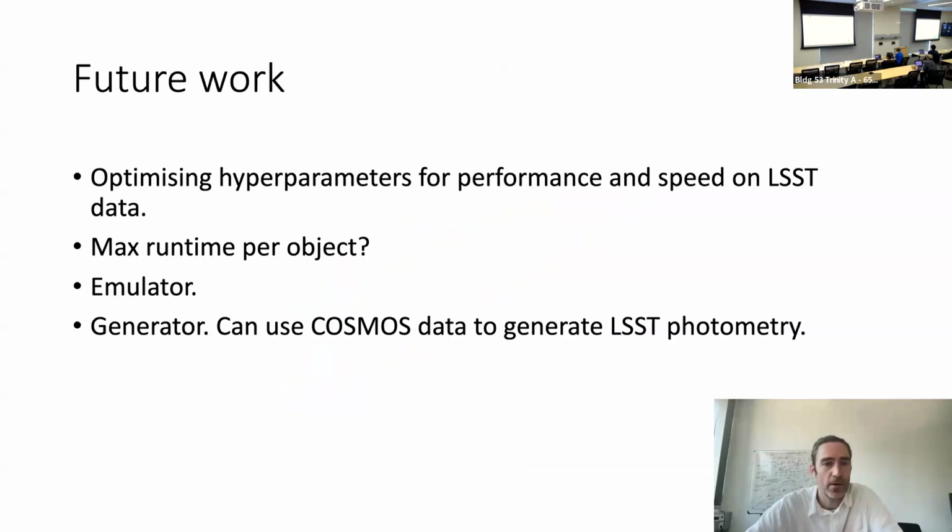Future work, things we could work on, things I am working on. So I think optimizing the hyperparameters for performance and speed on LSST. Do we have a max runtime per object? We're going to have to set the redshift grid, number of templates, all those things if we do have that, and we need to optimize for that. How much CPU time per object do we have to play with?